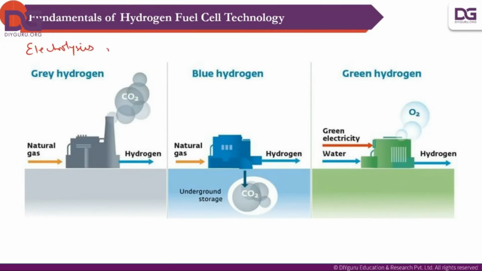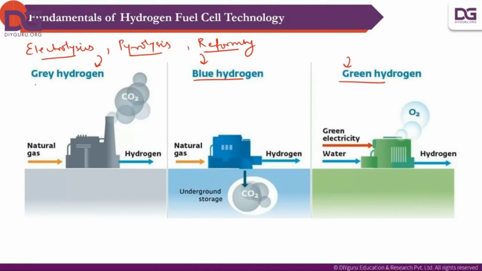Write down in full: electrolysis, pyrolysis, or reforming. These are some of the processes that we are using to generate hydrogen. Now, whatever kind of energy we are using in generating the hydrogen, this classifies three different types of hydrogen. First is gray hydrogen, second is blue hydrogen, third is green hydrogen.